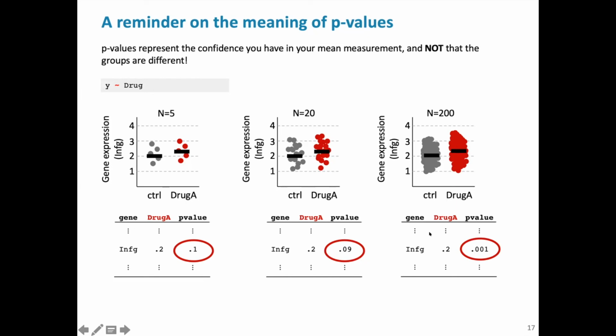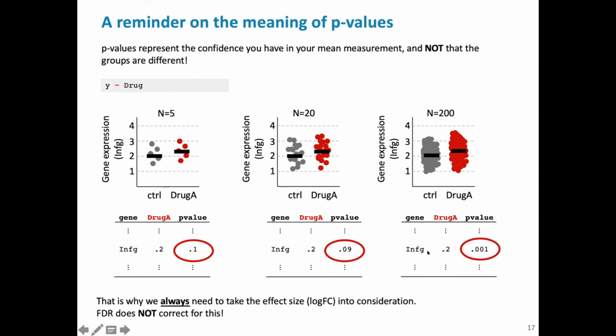that this 0.2 is actually 0.2. P-values indicate how accurate I am in measuring this effect size here. So with 0.1, that means I'm not very accurately measuring 0.2 because there are some sample variations. If I add more samples, I'm estimating this difference 0.2 more confidently.